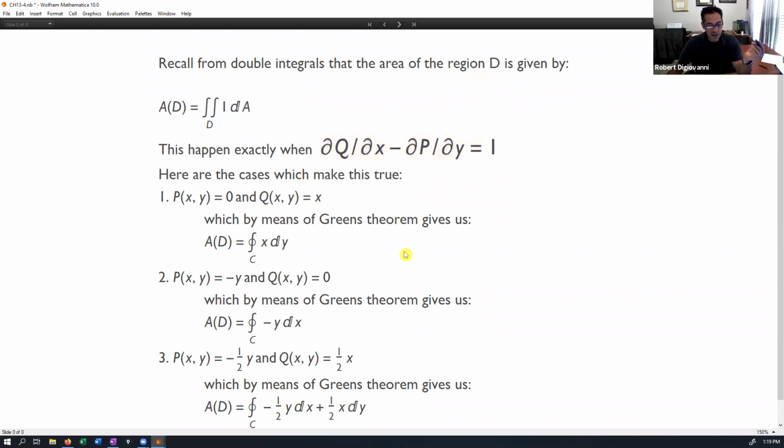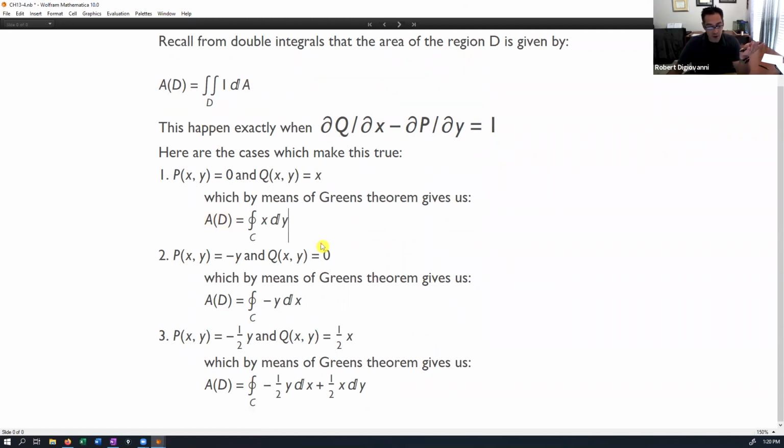Which means that this area, this double integral, can be converted into the line integral over the closed curve that encloses that region D of x dy. Or you could do it another way. You could let the P function be negative y and the Q function be 0. That derivative would still give you a 1, and the line integral would become this.